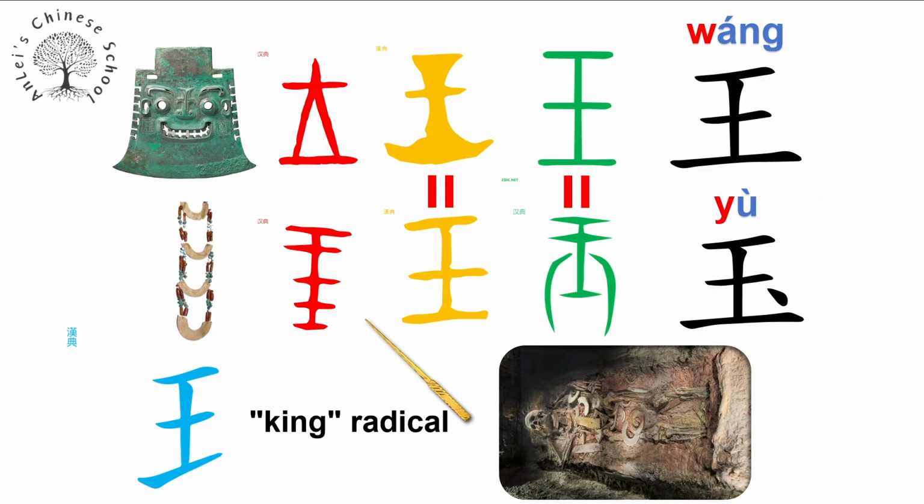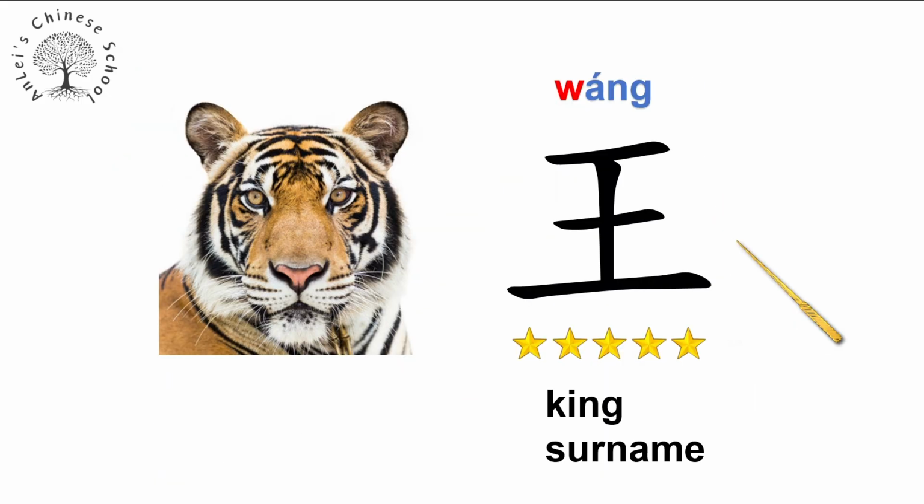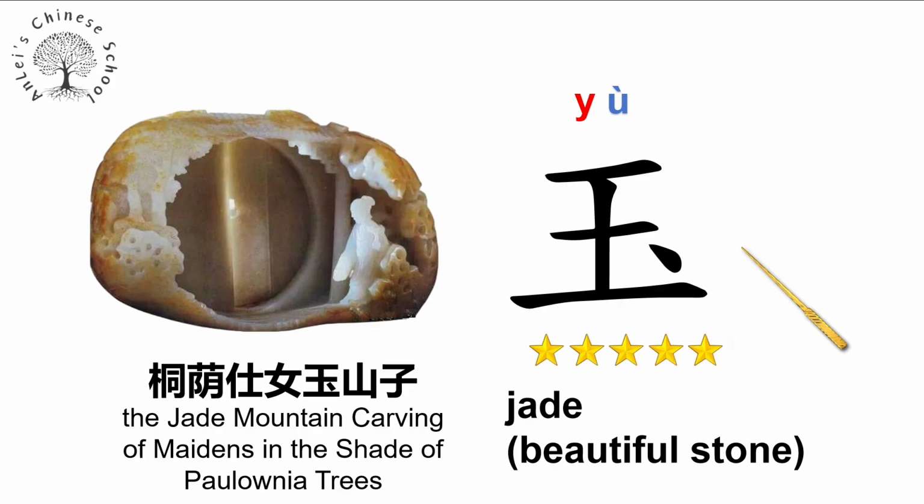I'm afraid that only the Chinese people have such a deep and enduring passion for jade in the whole world. Wang, king, also a surname. Chinese people believe that a tiger is the king of the beasts because the patterns on his forehead happen to resemble the Chinese character Wang, king. This character is Yu, jade. Initially, jade meant a beautiful stone.